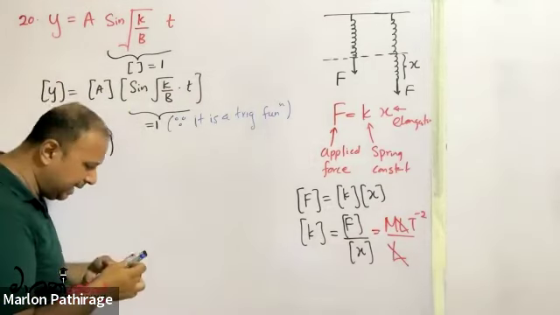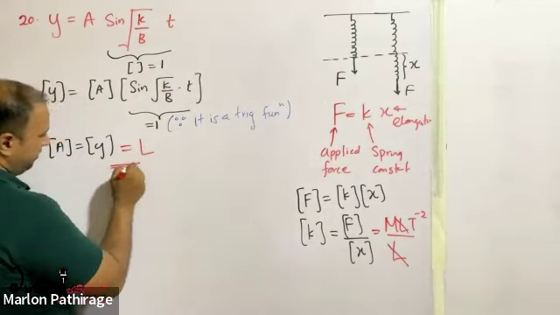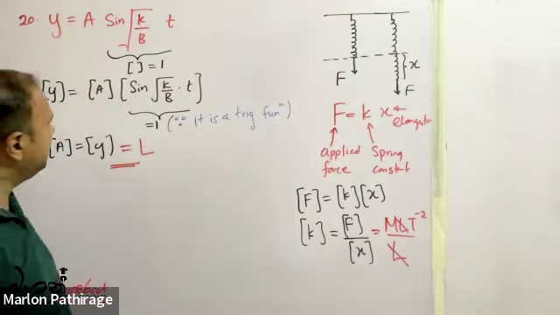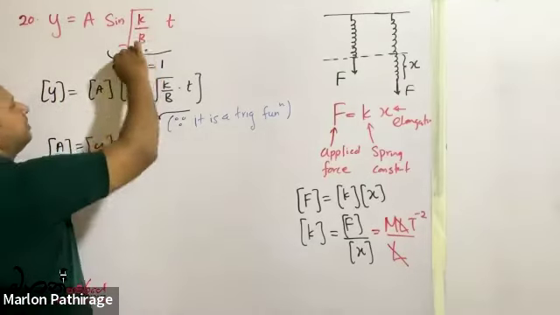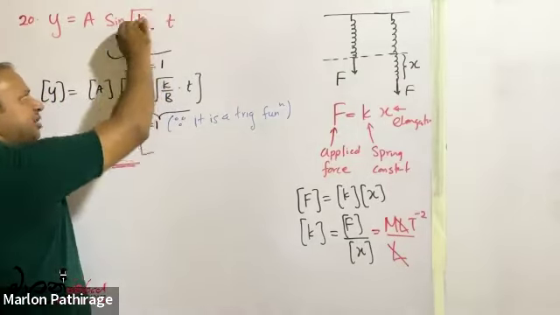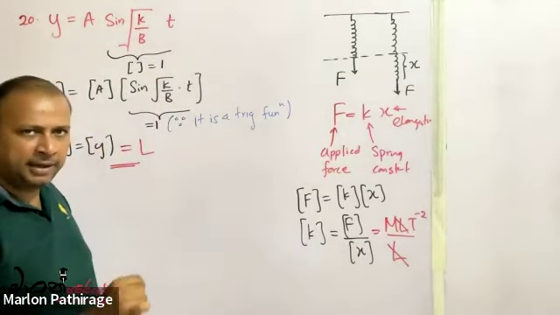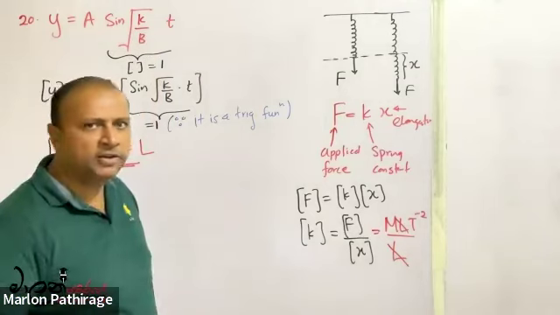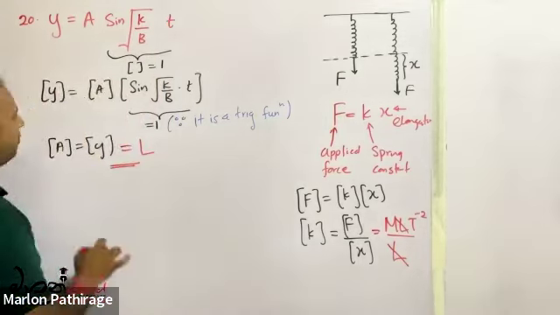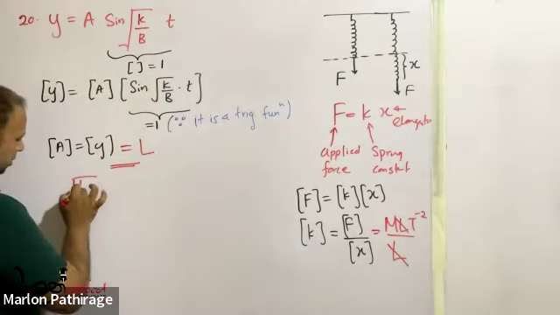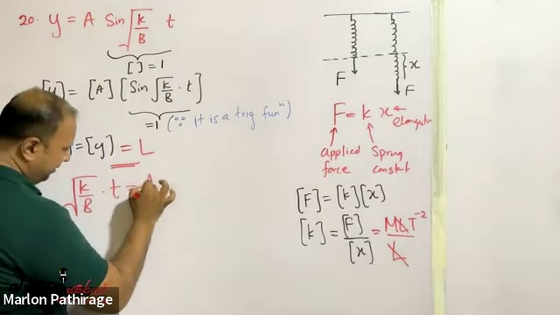Dimension of y means it is a length, a displacement. Therefore, dimension of A is L. Then, you know, the inside expression should be an angle, because when it comes to a trigonometric function, the inside expression should be an angle. Therefore, the square root of K over B into t is an angle.